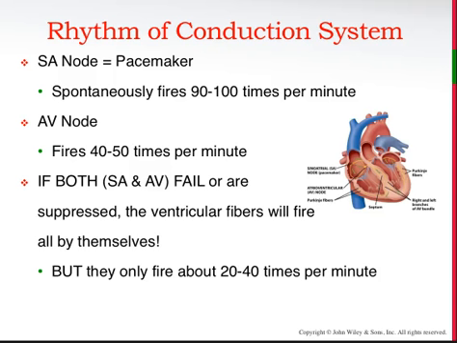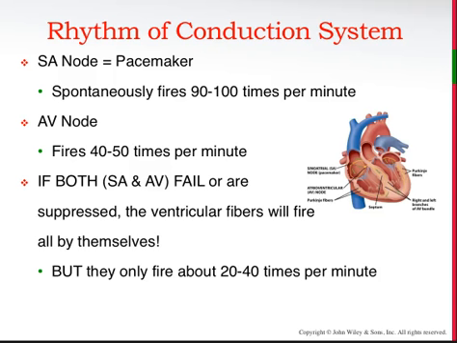It transmits its action potentials to the AV, or the atrioventricular node. The SA node is located in the right atrium, the AV node located at the junction between the right atrium and the right ventricle. In itself, the AV node will fire 40 to 50 times per minute. So if the SA node fails in some way, the AV node will pick up and fire at 40 to 50 beats per minute.